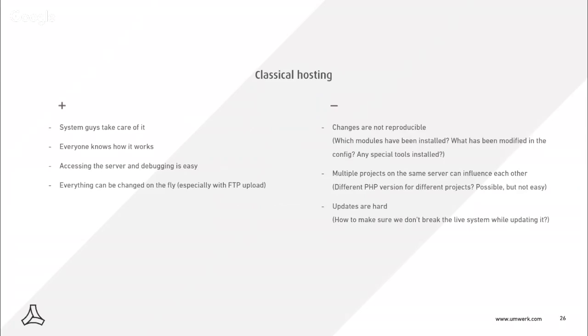The good thing is, of course, system guys take care of it. Shout out to Tommy. Everyone knows how it works because it's quite easy. You have a server somewhere, you put your code there, and it works. Nice. Accessing and debugging is easy. You have SSH access most of the time. You go to the server and do whatever you want, and maybe it works after it, or you broke everything. Depends. You can change everything on the fly. Especially when you just have an FTP upload, it also has an advantage: you can just change your code while it's productive and then see if it works or not.